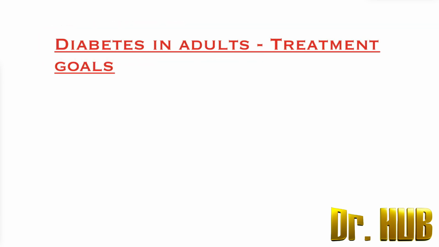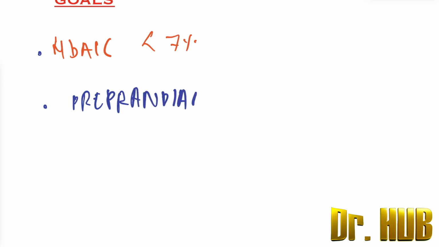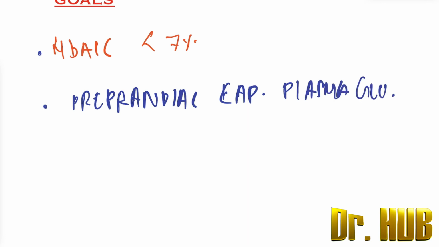Diabetes present in the adults, and we're looking at the treatment goals. There are some factors such as the clinical findings. HbA1c should be less than 7%. Then the preprandial capillary plasma glucose should be 80 to 130 mg per dl.